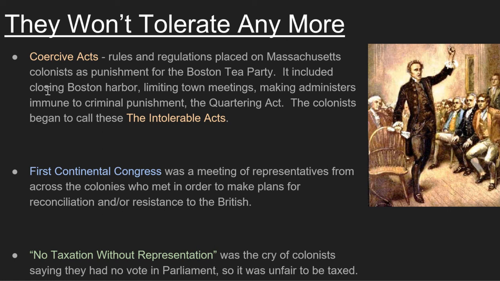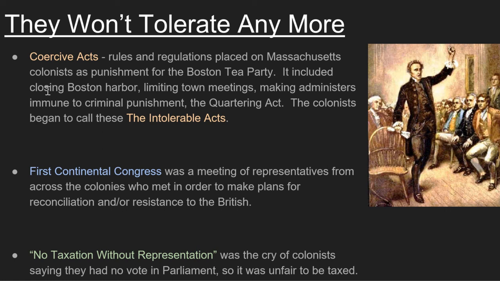So around this time, the First Continental Congress was formed. It was a group of representatives from across the colonies who met in order to make plans to reconcile or resist against the British. And what they did at the First Continental Congress is they formed the first militias, small groups of farmers and local people who started to band together to form the Minutemen, which is a group of people ready to fight at a minute's notice against this overwhelming British rule, right?